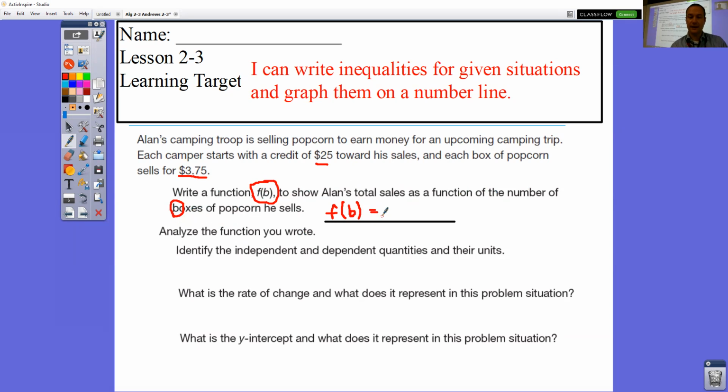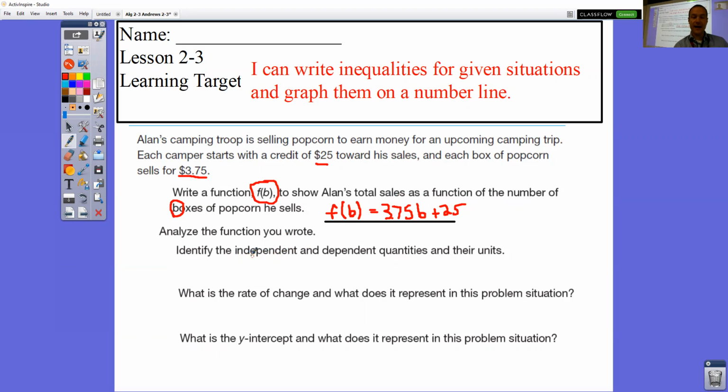So each box is $3.75. So 3.75 times b. Again, notice that I'm using a b, not an x, because that's what it says to use. That's what's inside the parentheses. Plus, he has a credit of $25. So plus 25.